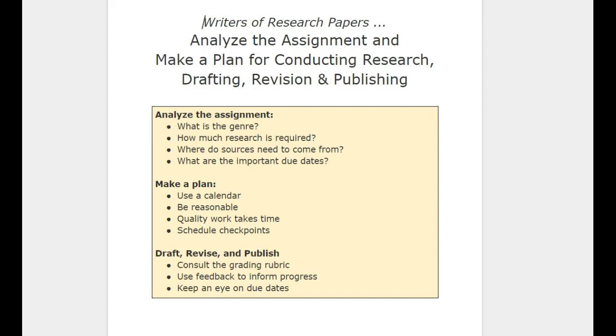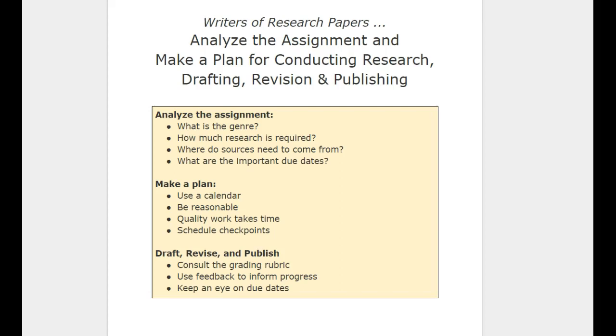After we understand this, it's very important that we make a personal plan for ourselves. You need to make sure you consult your personal calendar, that you are reasonable with your time and expectations of your work, that you understand that quality work will take you time when it comes to research paper writing, and a suggestion is to schedule yourself mini checkpoints along the way so that you stay on track.